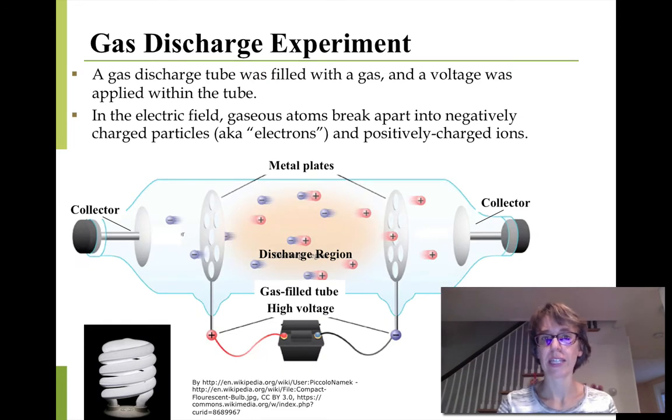So let's start with the gas discharge experiments, and these are not really attributed to any one scientist. There were a lot of scientists doing work with this. If you have a gas inside a glass tube and you have some voltage plates within that glass tube, scientists noticed that the atoms of gases inside the tube would break apart if there was enough electrical field applied. And so you'd have negatively charged particles moving towards the positively charged plate and vice versa.